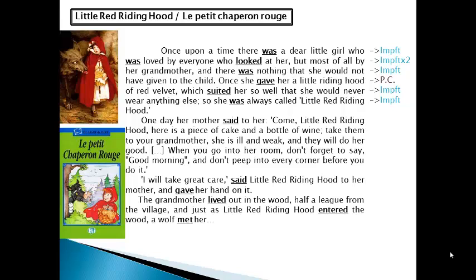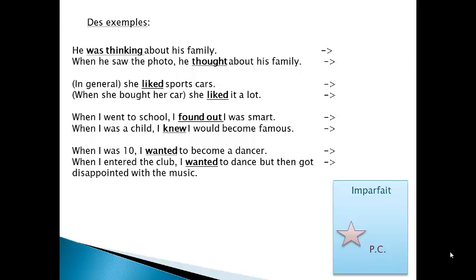One day, her mother said to her, one time, passé composé, I'll take great care, said Little Red Riding Hood, passé composé, and gave her hand on it, passé composé. The grandmother lived out in the wood. It's happened several times, right? Half a league from the village, and just as Little Red Riding Hood entered the wood, passé composé, a wolf met her. Passé composé. Okay? One last try.